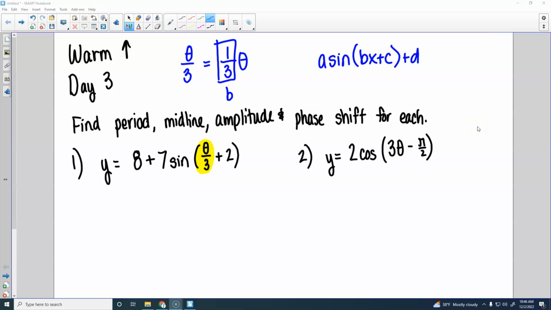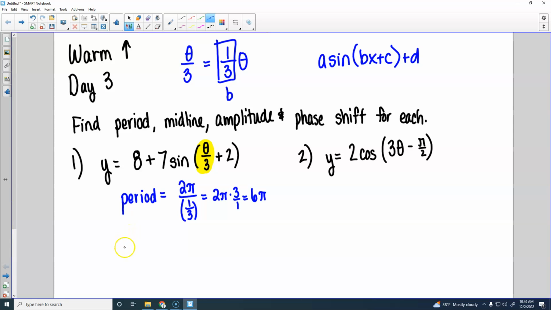So, let's see, Caleb, what would we do for the period for number 1? Period is 2 pi over b. And what is b for this problem? 1/3. So, dividing fractions is easy as pie. Flip the second and multiply. 6 pi is our period for this graph. Okay, so that's what you do every time. If you are given an equation and you're asked to find period, 2 pi divided by the b value.